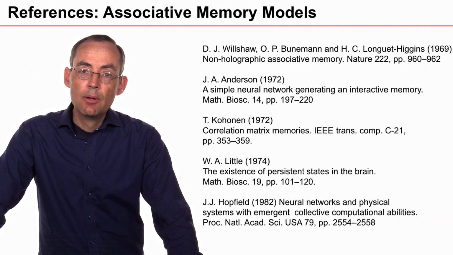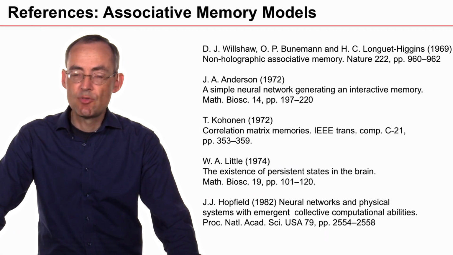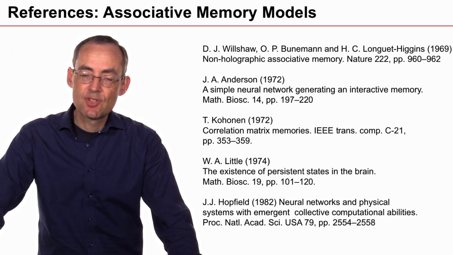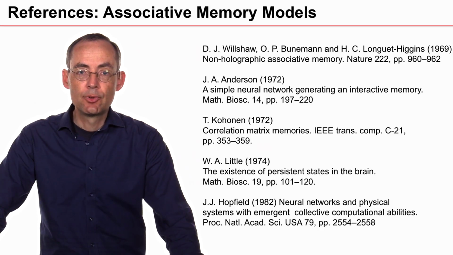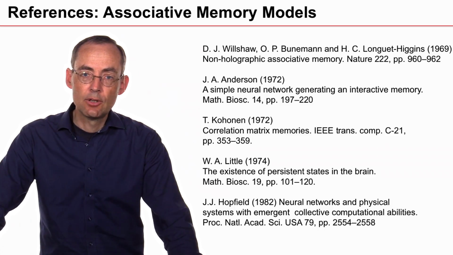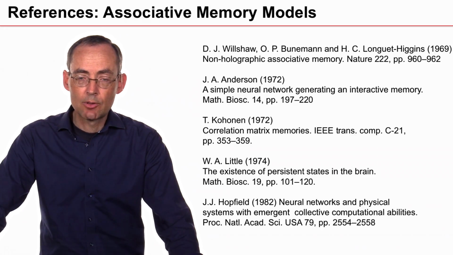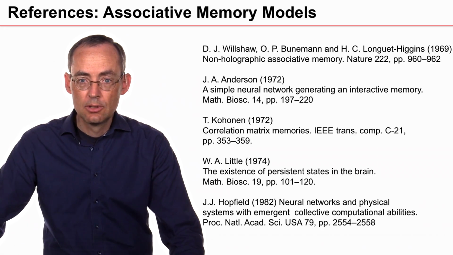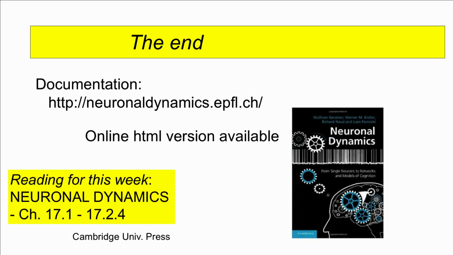So models of memory, models of associative memory, models of auto-associative memories have a long tradition. I've presented here a version of the Hopfield model, but the tradition goes back much further. As you see on this slide, there is David Willshaw, there is work of Kohonen, of Little, of Anderson, and many others who have contributed to our understanding of how the brain could potentially form memories. You find all the information in the book on neuronal dynamics, for which we also have an online version.